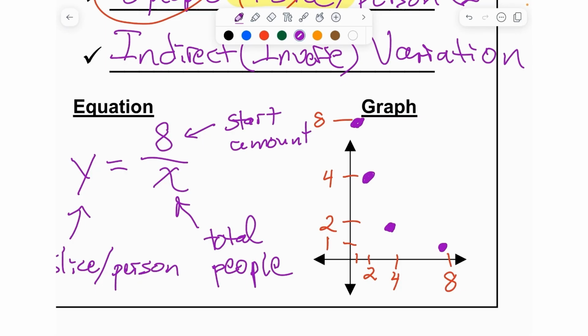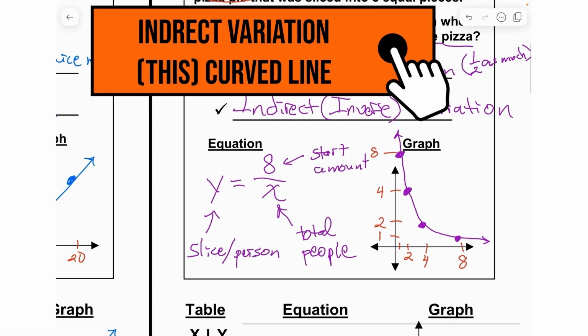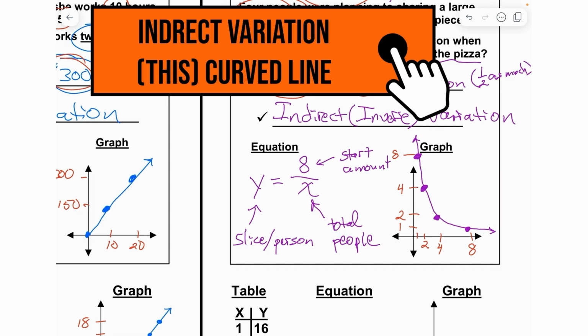Okay, do you see kind of what's happening with the graph? All right, let's connect the dots. If you connect the dots, it's going to be a curve. It's going to be a curve that, yes, you're going to learn more about a little later, but right now I just want you to notice the shape of that curve. That is the shape that you get when you have indirect or inverse variation. Kind of interesting, isn't it?